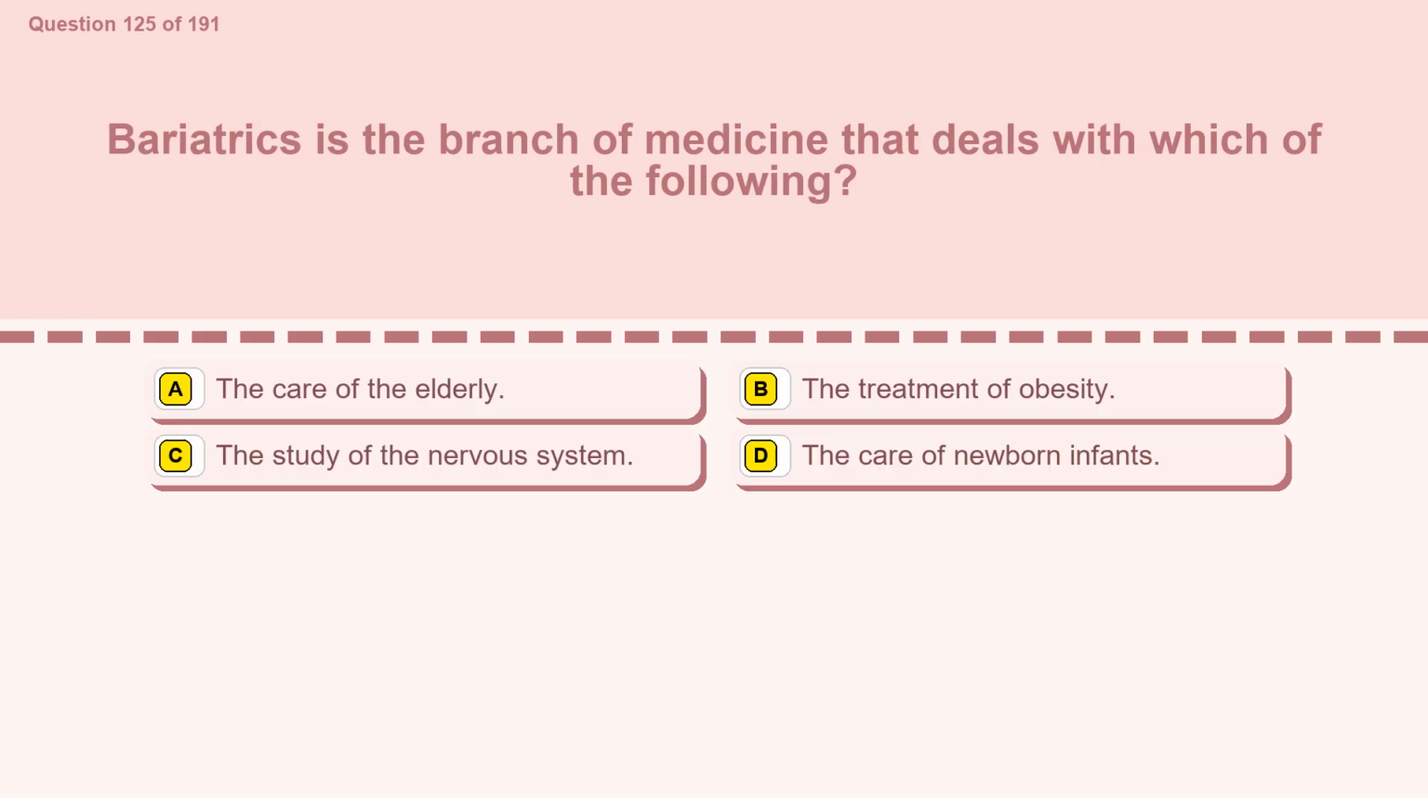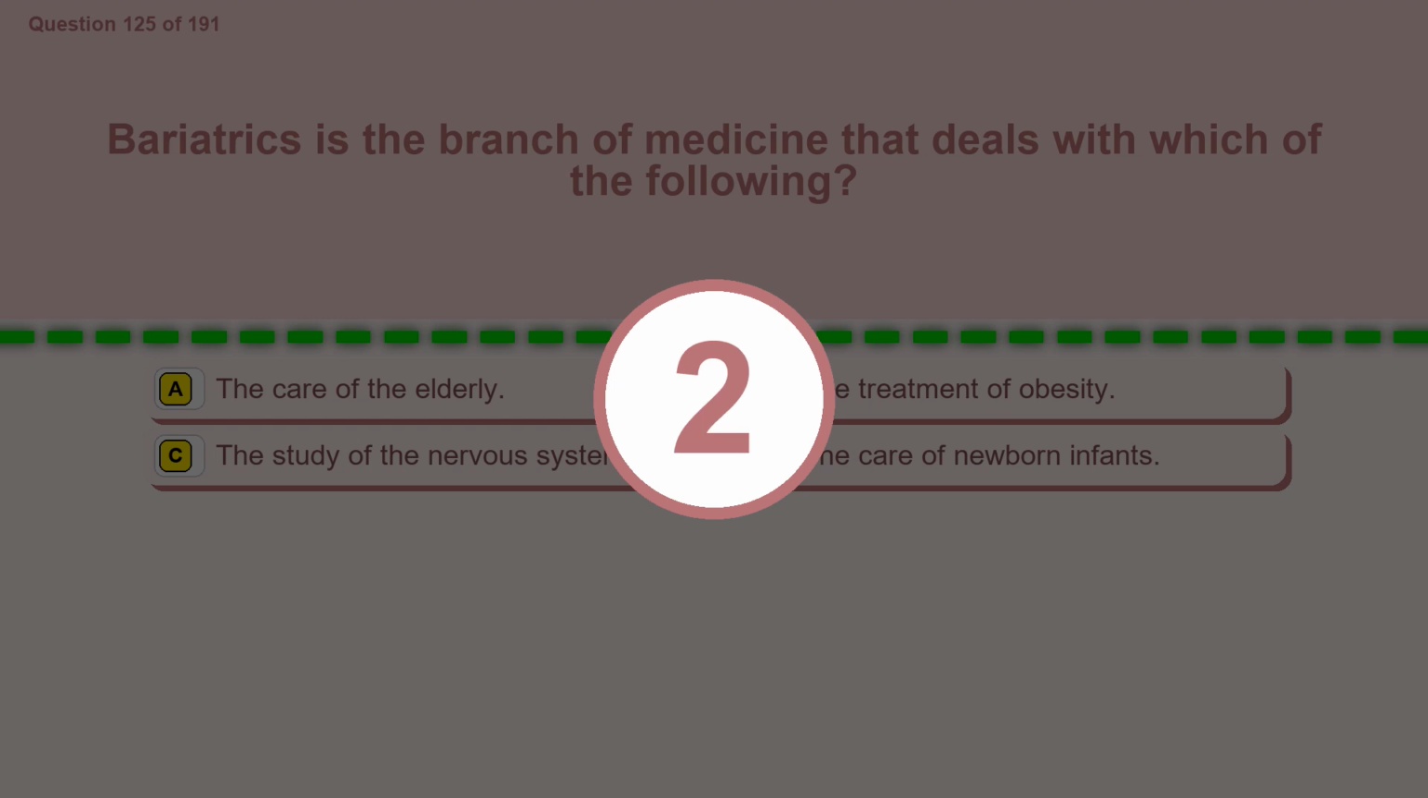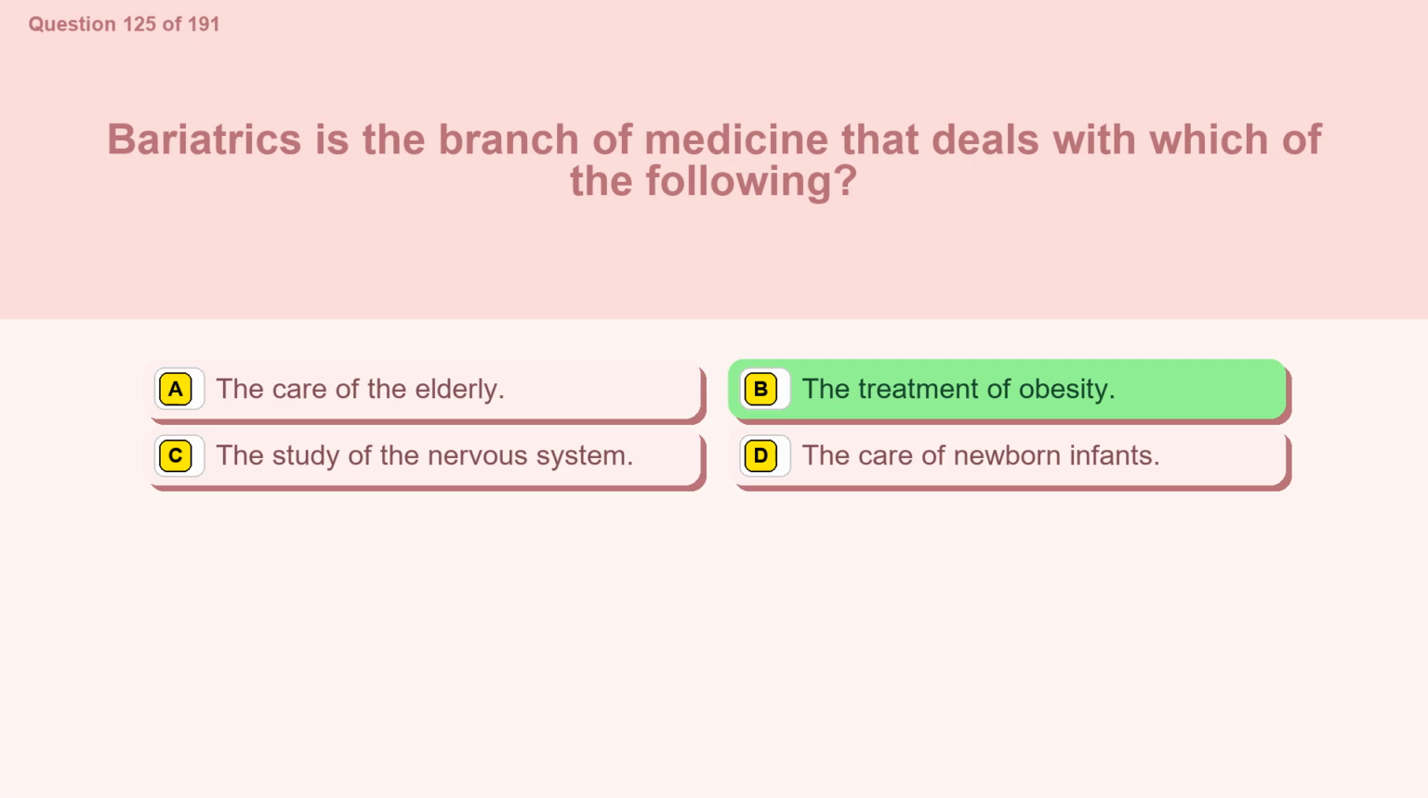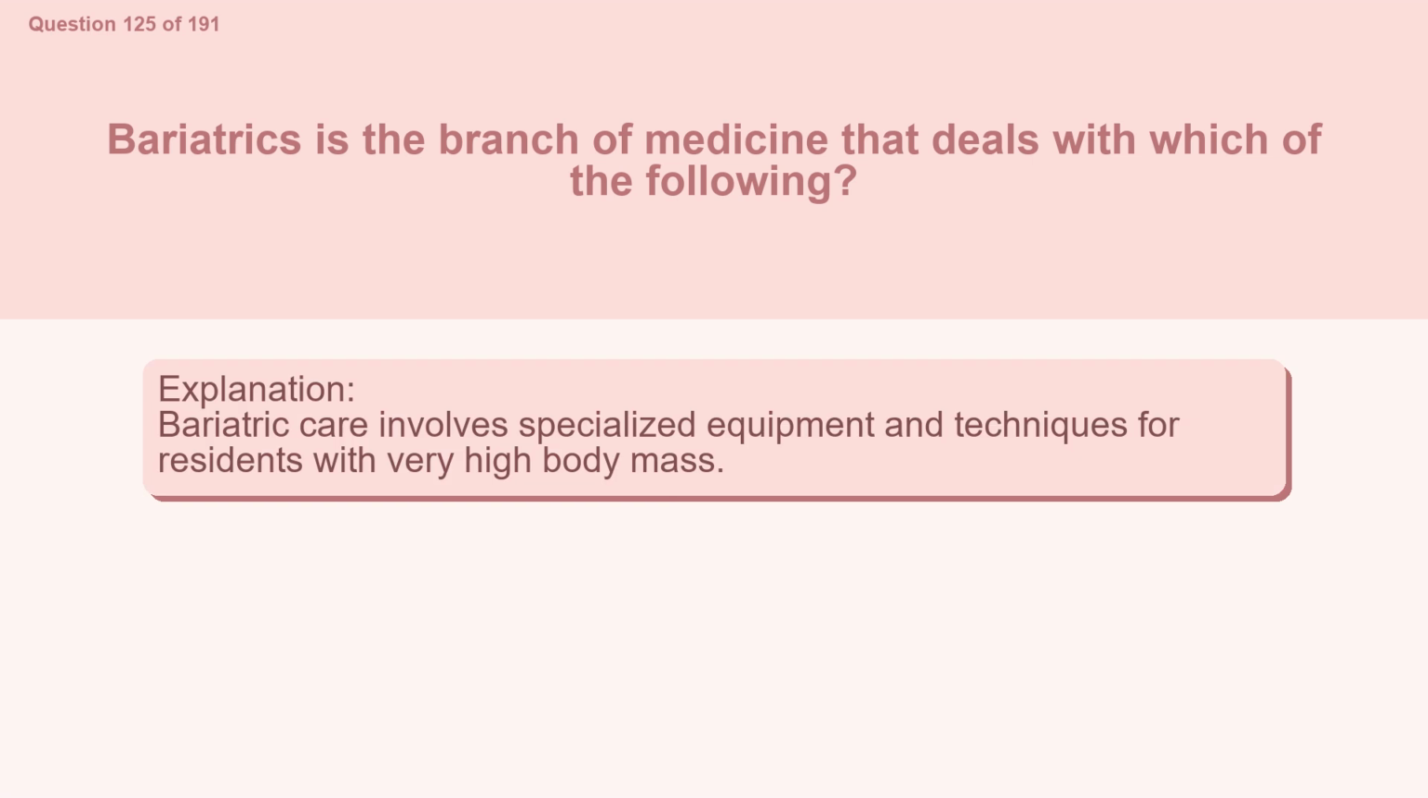Question 125. Bariatrics is the branch of medicine that deals with which of the following? Option A, the care of the elderly. Option B, the treatment of obesity. Option C, the study of the nervous system. Option D, the care of newborn infants. The correct answer is option B, the treatment of obesity. Bariatric care involves specialized equipment and techniques for residents with very high body mass.